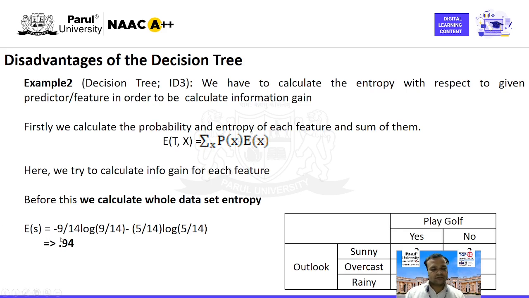So we put in all the values. How many say yes? Total 4 plus 3 is 7, plus 2 is 9. 9 upon the total, which is 14, log base 2 of 9 upon 14, minus how many say no? Total 5, 3 plus 2. 5 upon 14 log base 2 of 5 upon 14. We calculate the logs, divide and multiply, and you will get the total entropy 0.94 for the whole dataset.